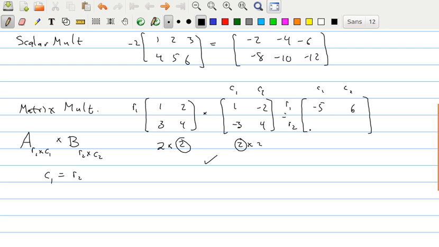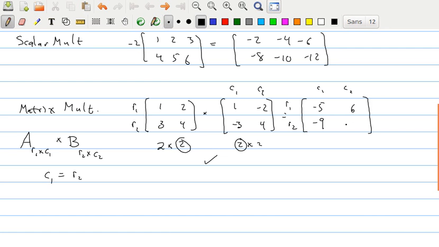So now we look at the bottom row. To get the entry in this corner in row 2, column 1, we dot product row 2 with column 1. So 3 times 1 is 3, plus 4 times negative 3 is negative 12. 3 plus negative 12 is negative 9.